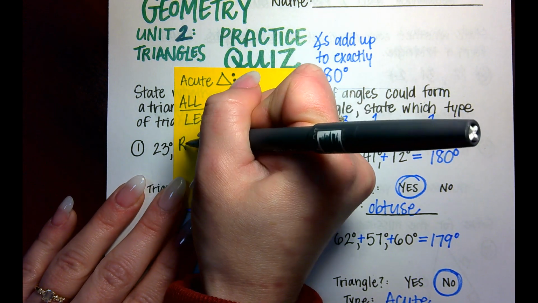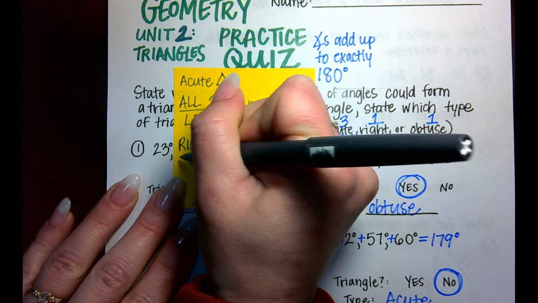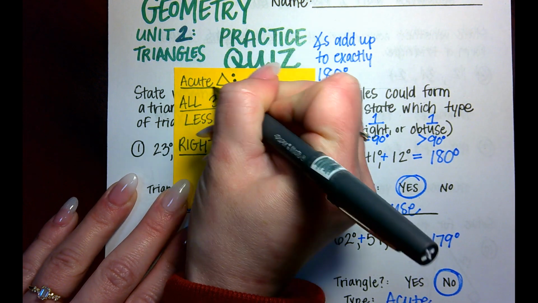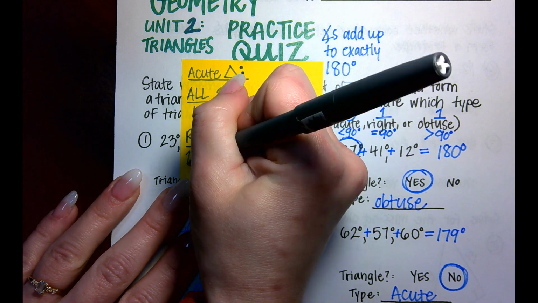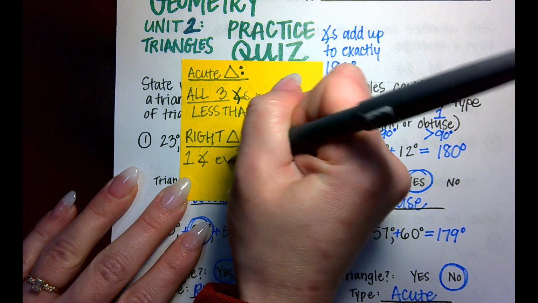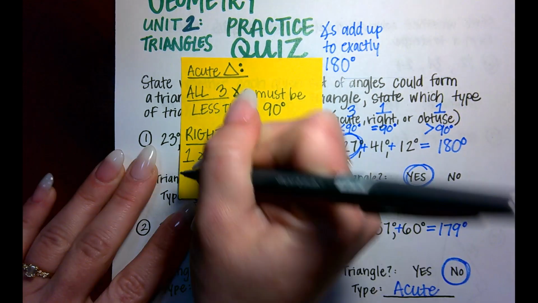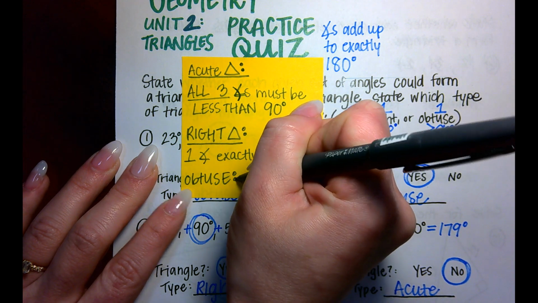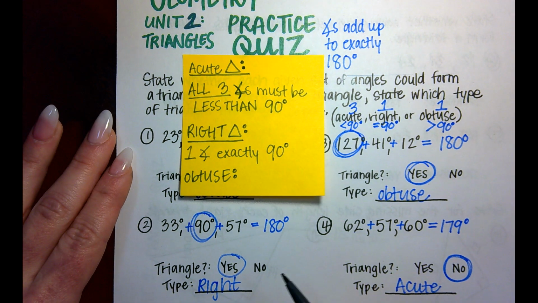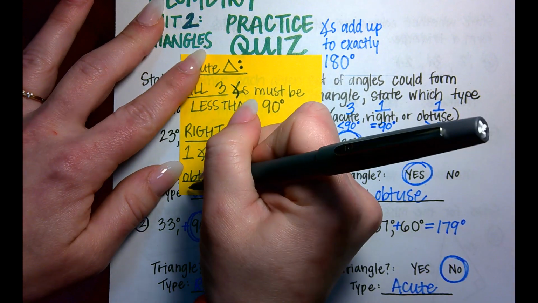How about right triangle? Perfect. You just have to have one angle that's 90 degrees. Even if there's just one, it's a right triangle. One angle exactly 90 degrees. And obtuse? Yes, just one angle bigger than 90 degrees. Just one.